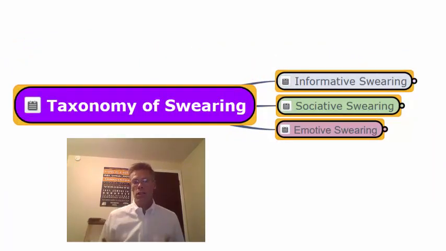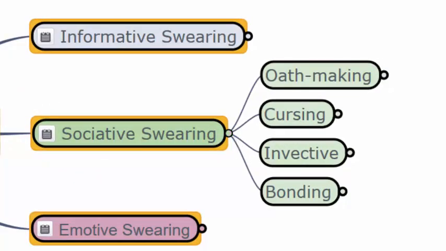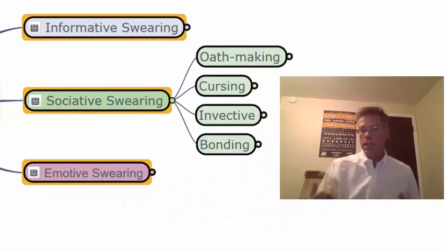Then we go on to associative swearing, which is about establishing or communicating the interpersonal relationship between the speaker and the recipient. So it contributes the social aspect of meaning here. So associative swearing, and here we've got at least four different types of associative swearing. There's oath making, cursing, invective, and bonding.